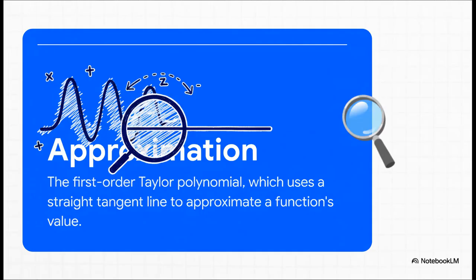Picture some wild, curvy function. It's all over the place. But if you zoom in, like really, really close on any single point on that curve, what happens? It starts to look like a straight line. That line is called the tangent line. And for any point super close by, the value on that simple straight line is a pretty darn good first guess for the value on the complex curve. This is our first building block, a technique called linear approximation.